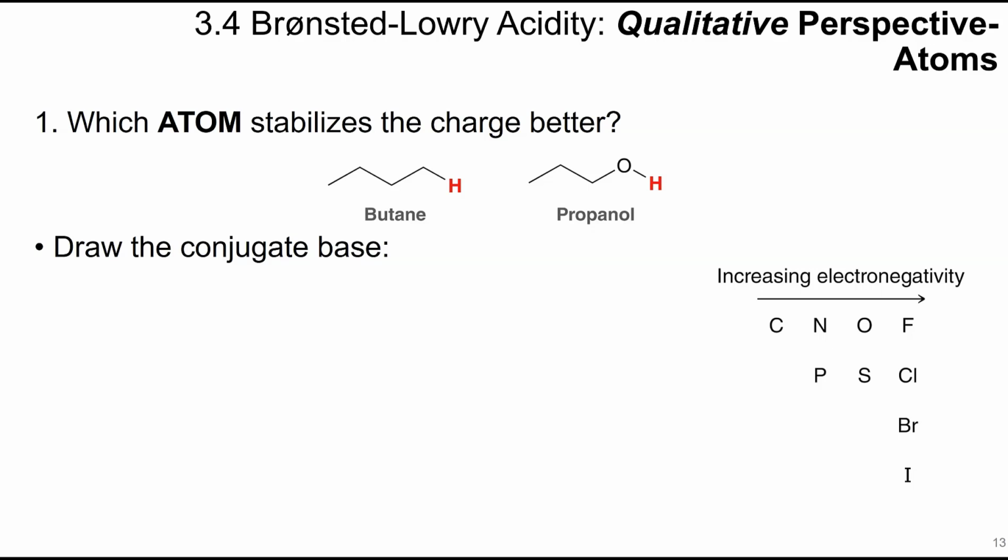We're going to look at butane versus propanol. To compare the atoms, we're actually comparing the carbon that's holding the hydrogen versus the oxygen that's holding the hydrogen. So draw the conjugate base. The conjugate base is what results if the hydrogen is plucked off. So we'd have a C minus here, and then an O minus. Then you want to look at the electronegativity of the atom. Which one is more electronegative? That one is better at stabilizing the negative charge. So oxygen is more electronegative than carbon.